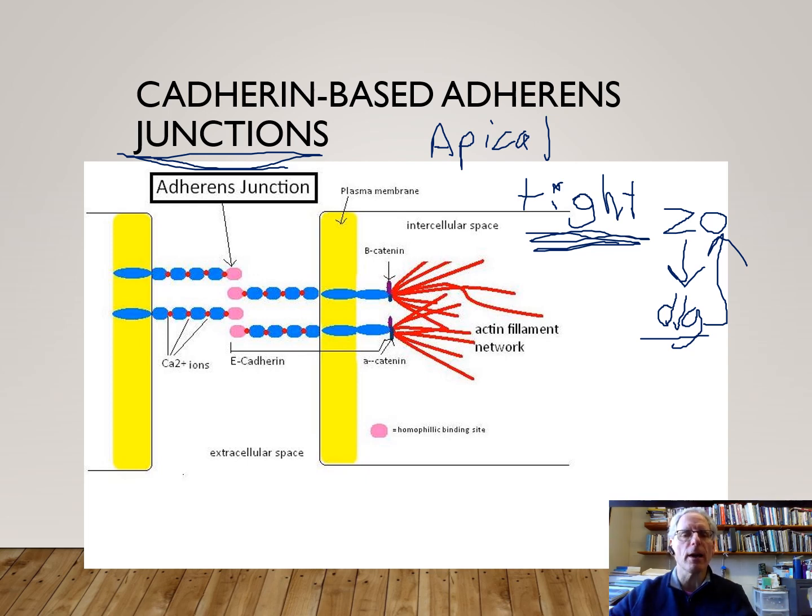Below the tight junctions, you have these things called adherens junctions. Adherens junctions are formed by proteins called cadherins. There's lots of different types of cadherins. E-cadherins tend to be found in epithelia, that's why they're called E-cadherins. Neurons, where they tend to stick together, have something called N-cadherin.